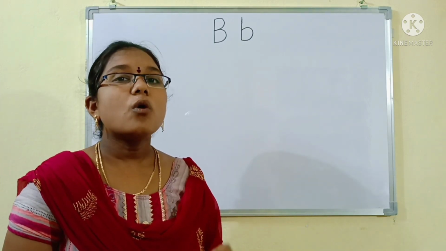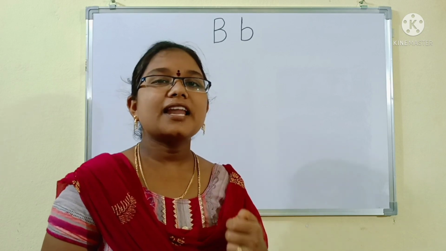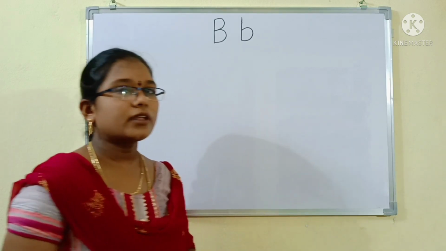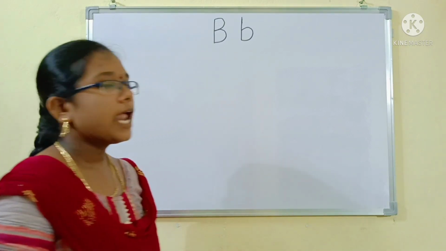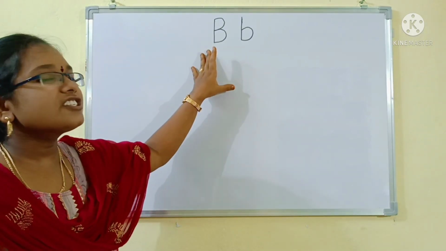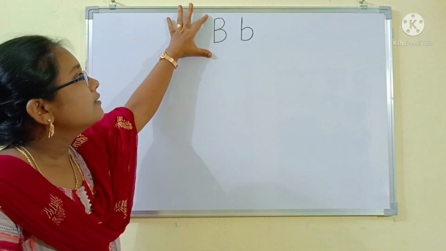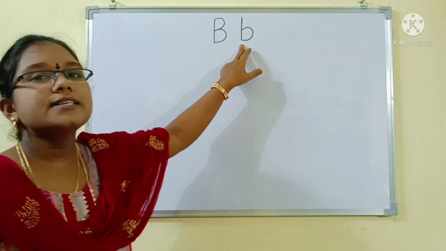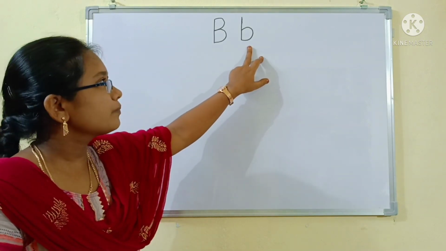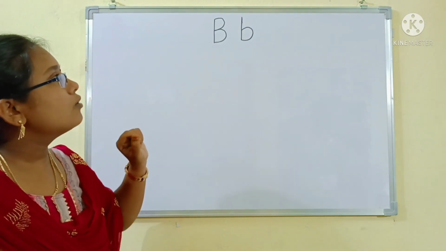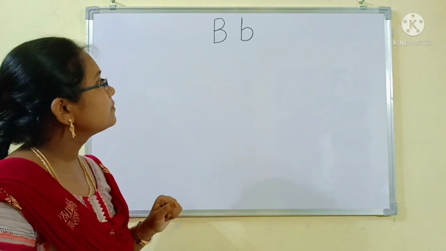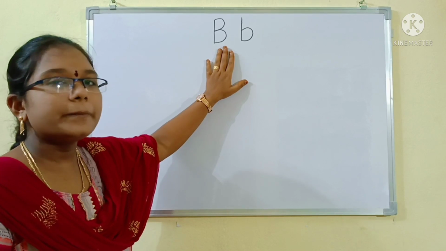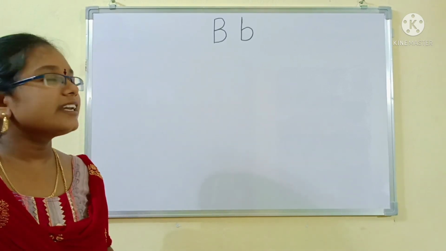And then, what is the sound made by the letter B? All these are discussed now. Okay, now, what's the recognition of the letter? This is the capital letter B and this is the small letter B. Okay, and now, how do we read this letter B? We read like B.